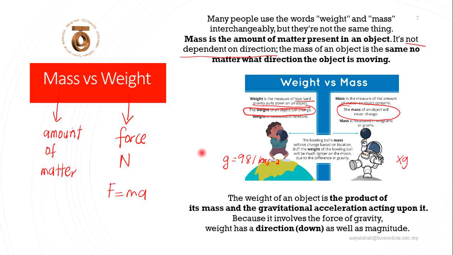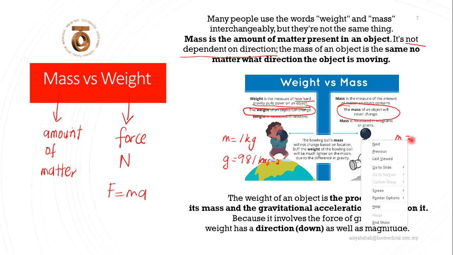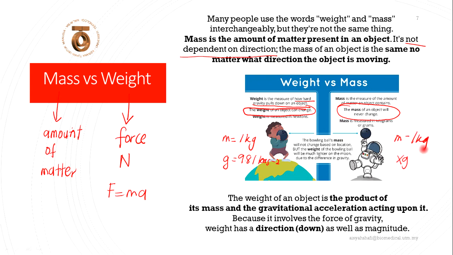For mass, for example, if the mass is 1 kilogram, the mass on the moon is also the same, but the weight is different. The weight is different on the earth and on the moon, and also the weight has direction. It involves the force of gravity, and weight has a downward direction.